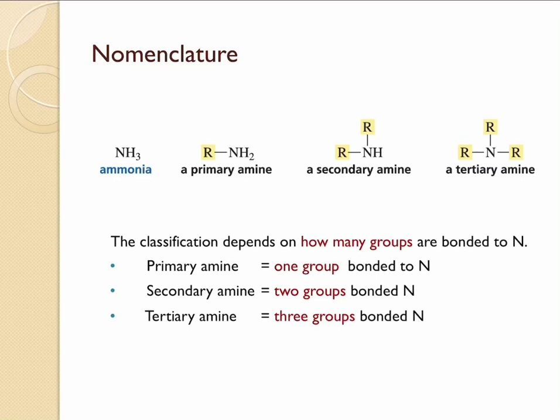Amines are compounds derived from ammonia. Here is the structure for ammonia. When you replace one or more of the hydrogens present in ammonia, then we will get amines.